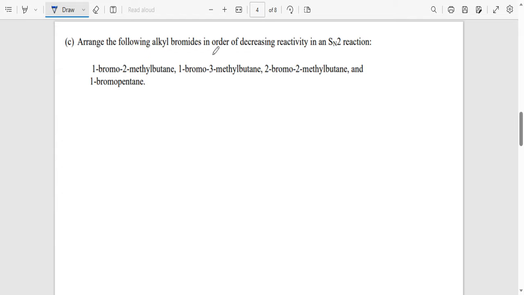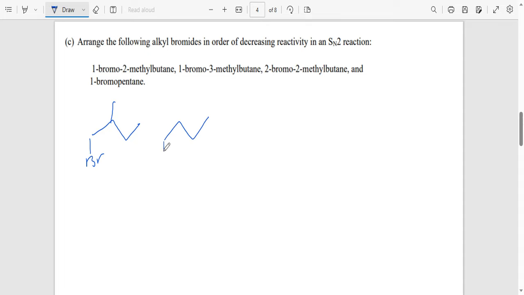Arrange the following bromides in order of decreasing reactivity in an SN2 reaction. 1-bromo-2-methylbutane. Maybe first let's write their structures. All these are butanes. We have got a butane, but at position number 1 we have got a bromine. Position number 2 we have got a methyl. The next one also is a butane.